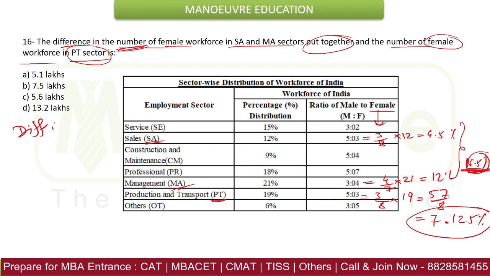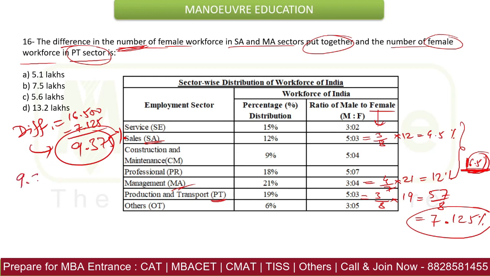The difference here will be 16.5 minus 7.125. So this difference will be 9.375. So this much will be the difference in terms of percentage, but here we have to find the numbers.